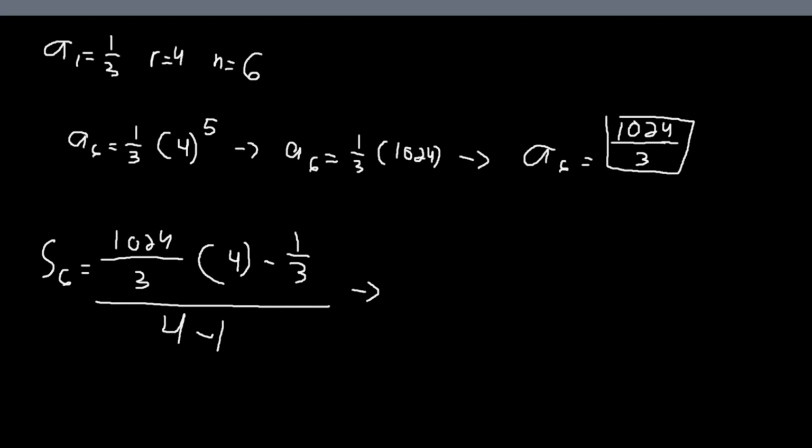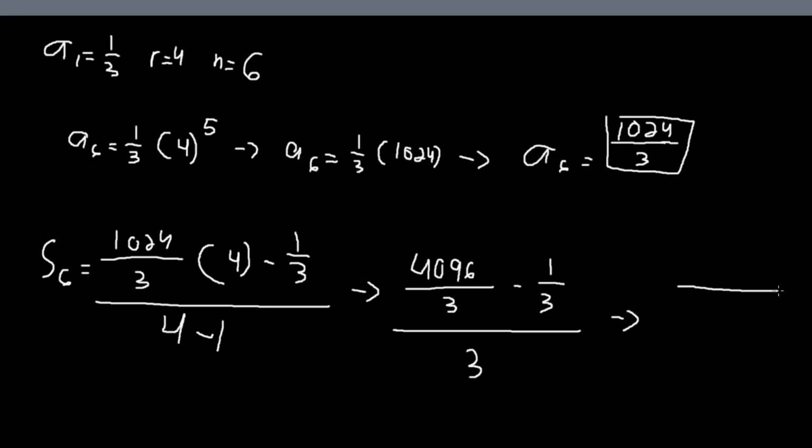Oh, wait a minute. I can just multiply 4 to the numerator. So 4 times 1024 is 4096. Let's write that down: 4096 divided by 3 minus 1/3. 4 minus 1 is 3. These are like terms. The denominators are 3, so we just write down 3. Since they're like terms, we just combine them. 4096 minus 1 is just 4095.